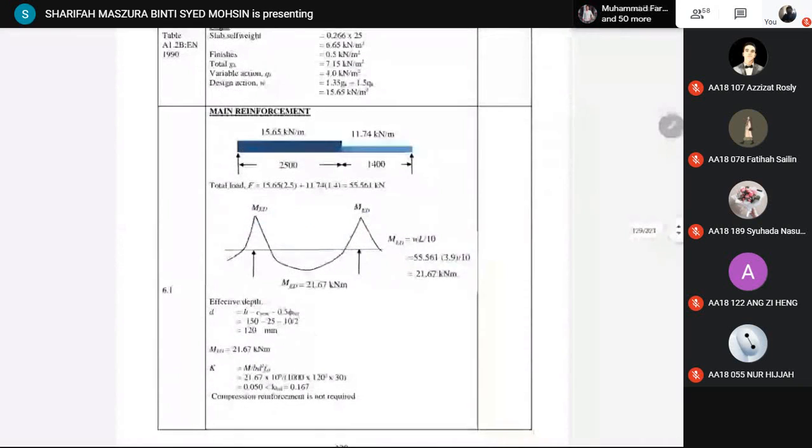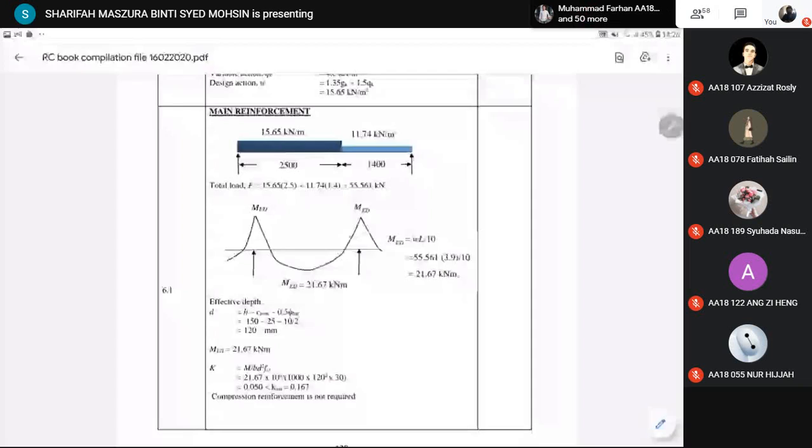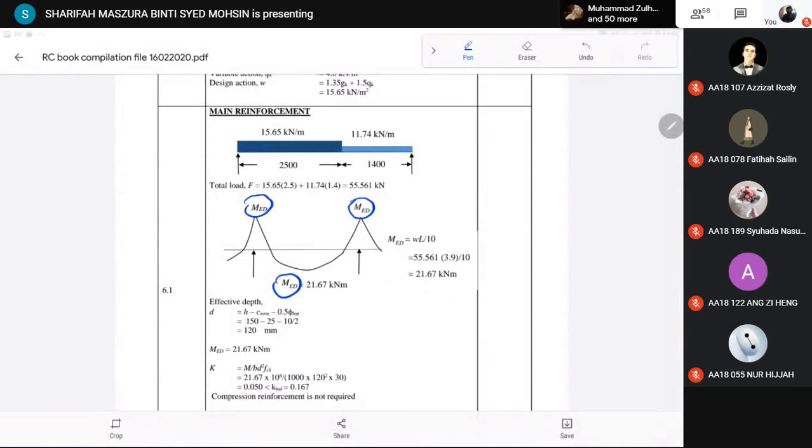So for our case, there will be moment at the support and midspan. And all the moment values are the same, which is 21.67 kilonewton meter. So why is the value like this?